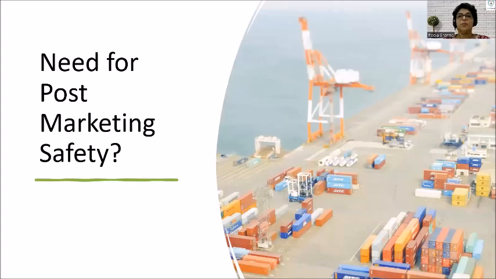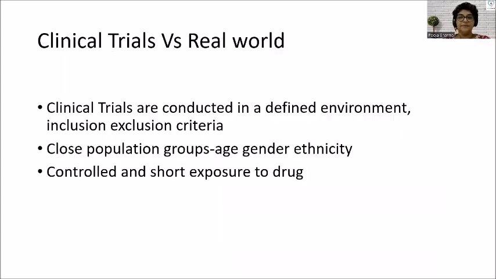So once market authorization is done, what happens after that? What is the need for post-marketing safety? You've already done phase 1, 2, and 3 trials, in which you looked at so many thousands of people. But it's important to note that clinical trials are done in a very defined environment. It's a very closed environment, a very selected environment, and there are very strict inclusion and exclusion criteria.